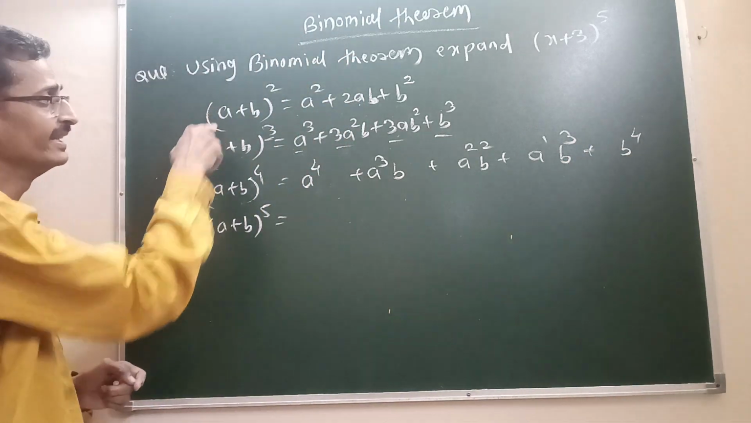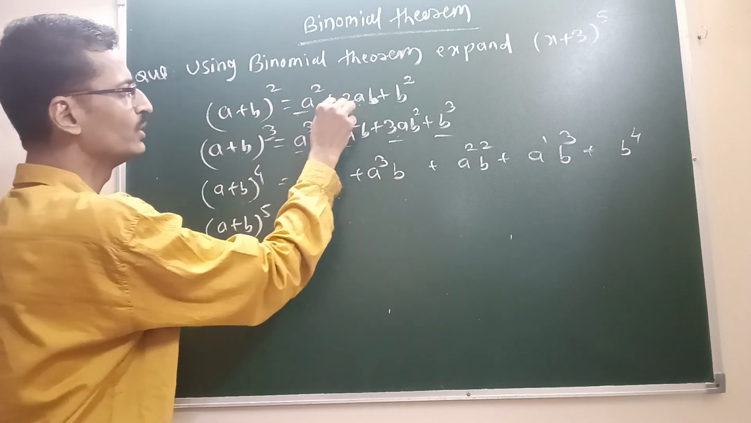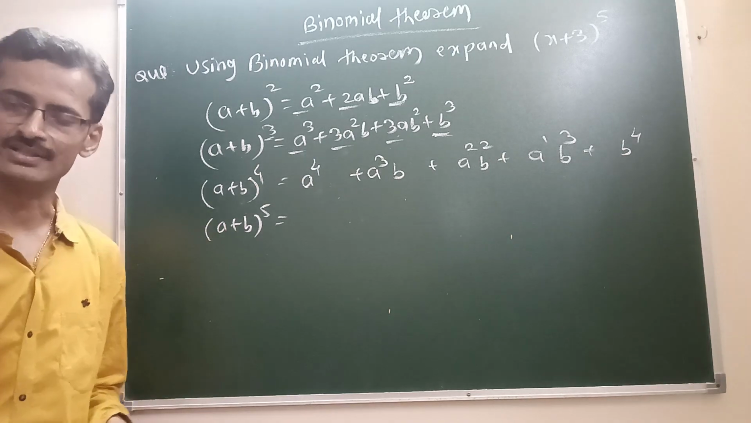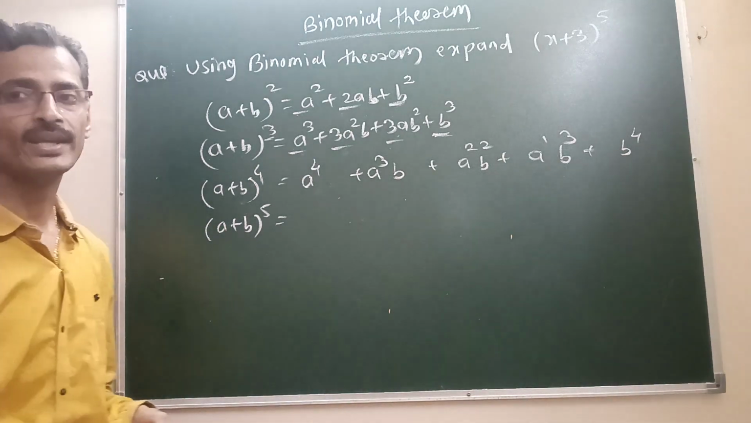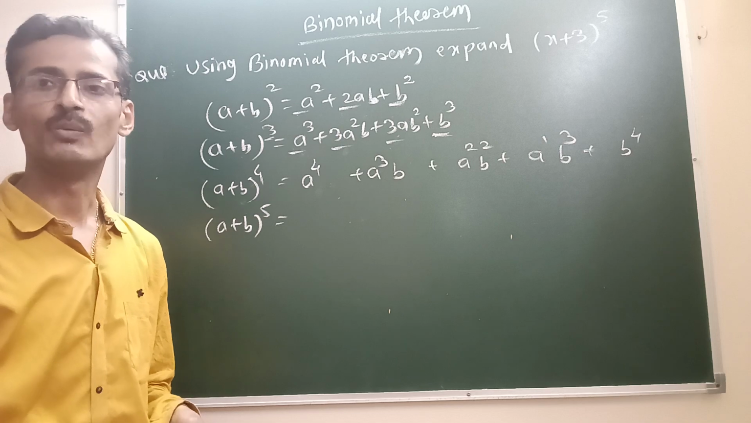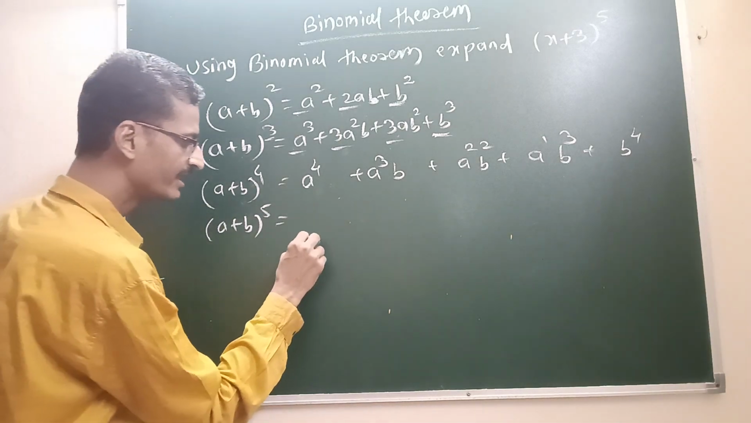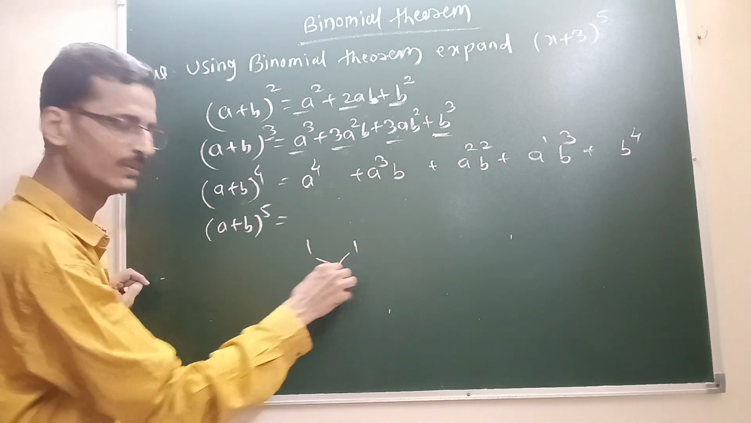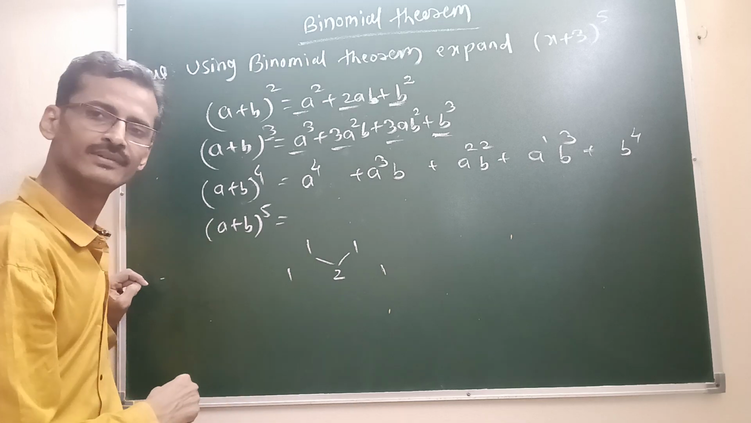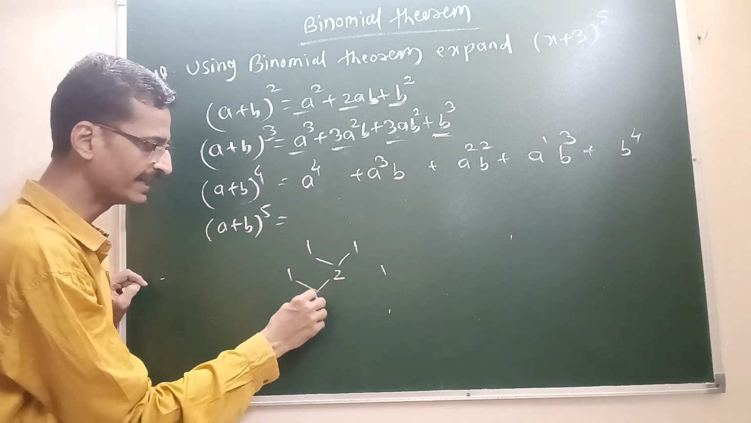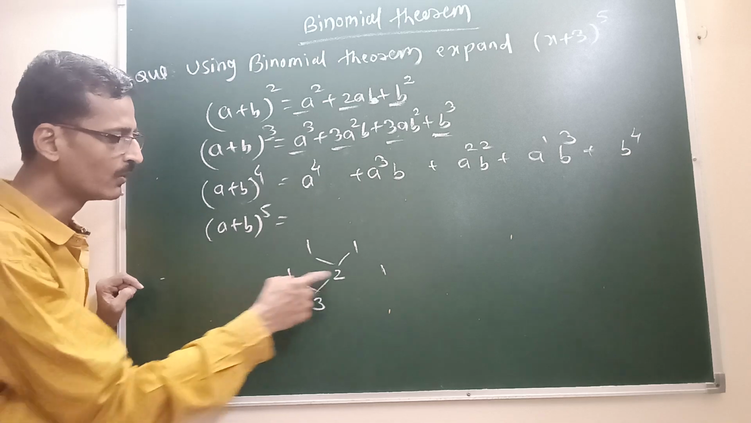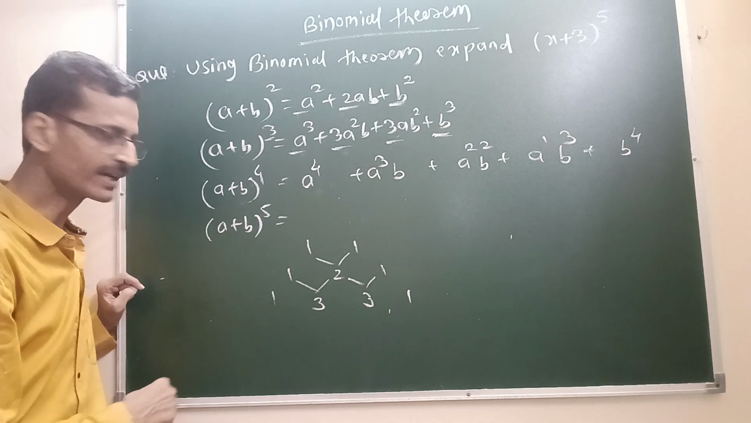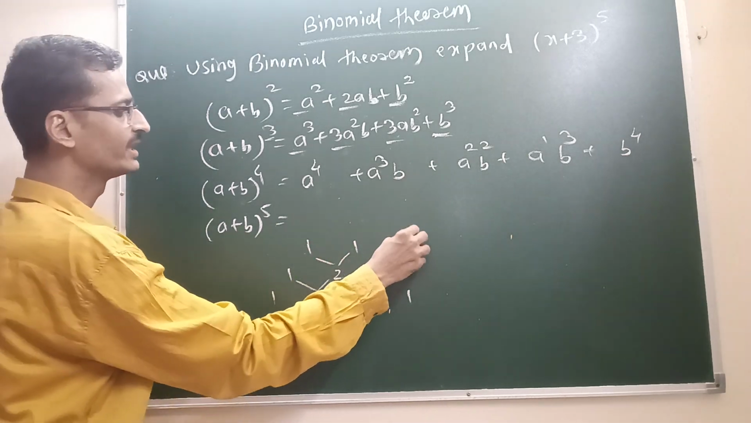But see here in these two, there are some multiples like 1, 2, 1. Here this is 1, 3, 3, 1. How can we find these multiples? So for that we can use Pascal's triangle. So what is that Pascal's triangle? First write here 1, 1. In the second row add this 1 plus 1, 2. Write here again 1, 1. In the next row, in the middle part, 1 plus 2, 3. Here 2 plus 1, 3. Here 1, 1.